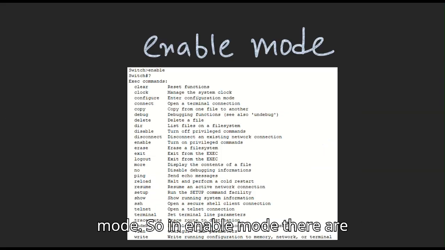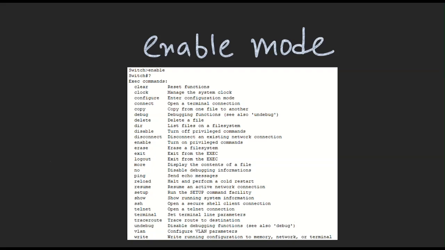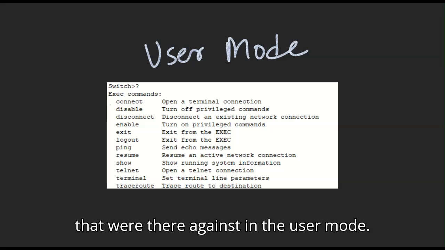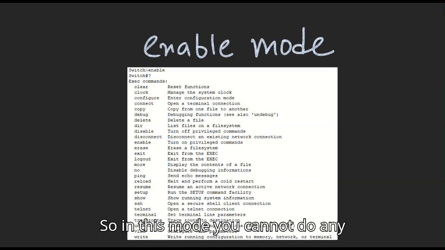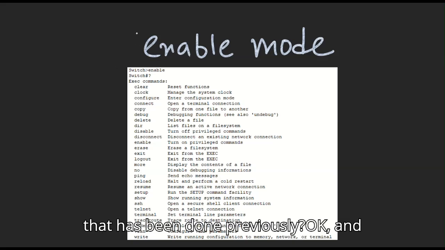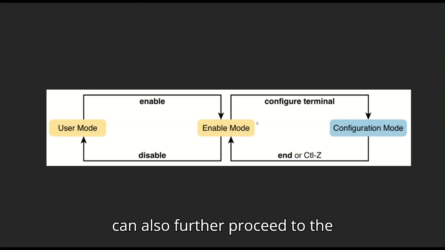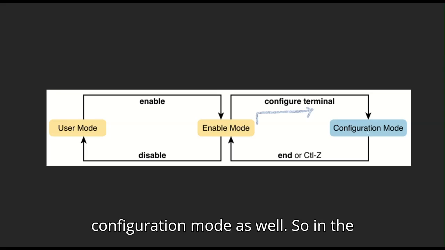In enable mode, there are these sorts of commands that we can run. We can see what configurations are there inside the switch, and there are more options than there were in the user mode. In this mode you cannot do any configuration, but you can see what is inside the switch, what configuration has been done previously. And after entering the enable mode, we can also proceed to the configuration mode as well.